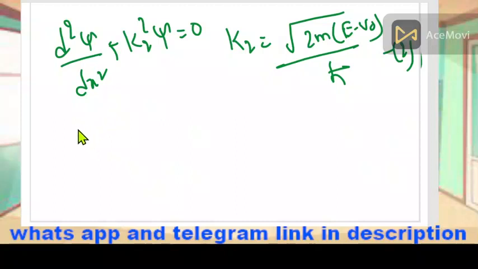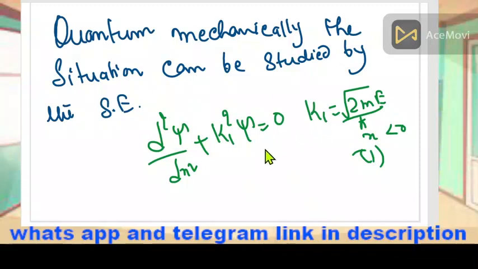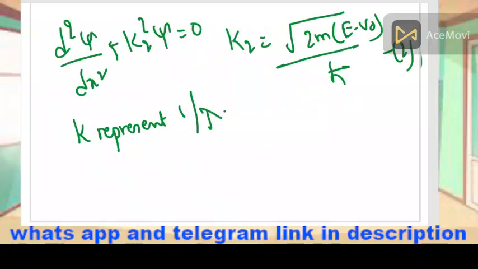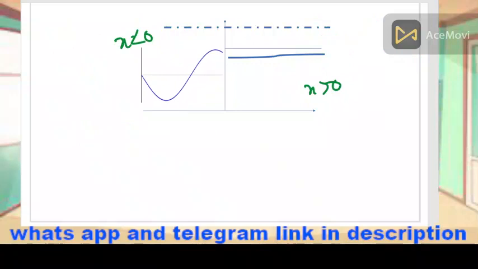Now as I have told you many times, k represents 1 by lambda, so it is related to the wavelength. You can see that the wavelength is different in the two regions, x less than 0 and x greater than 0. I have taken this diagram considering the complete solution, but this is the wave picture. The wavelengths in x greater than 0 and x less than 0 are different. Why are they different? Because momentum is changing due to interaction with the potential. This you have to remember.